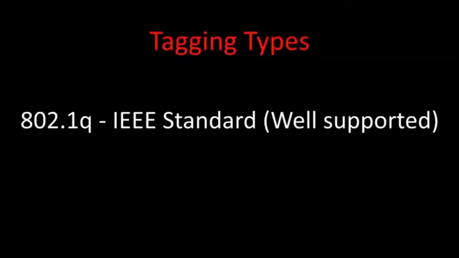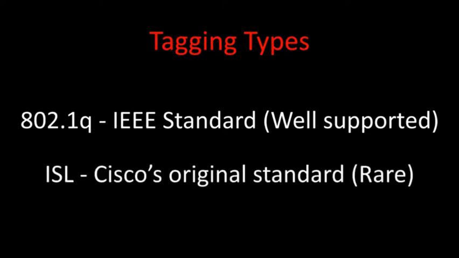When it comes to tagging, there are two ways it can be done. The first is called 802.1q, which was developed by the IEEE. Everyone supports this standard, and this is what I've been describing so far. Because this is an IEEE standard, all switches can use it, which means a trunk between switches from different manufacturers is possible.